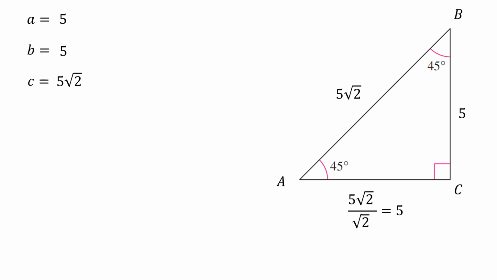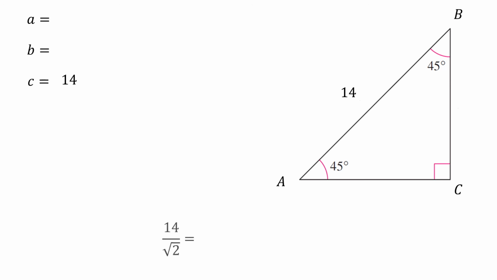Okay, so we've done both techniques with the 45, 45, 90, but we've not done a messy one yet, so we better do a messy one. So the messy type is when we have the hypotenuse and we don't see the square root of 2. So I'm starting with the hypotenuse, also known as side C. And if I want a leg, I need to divide by the square root of 2. 14 divided by square root of 2.